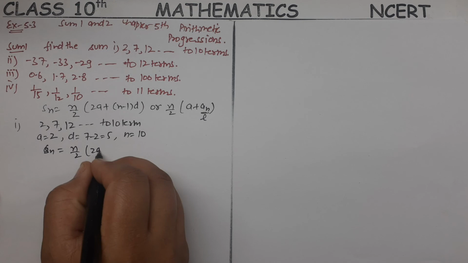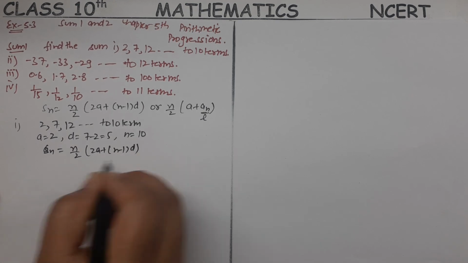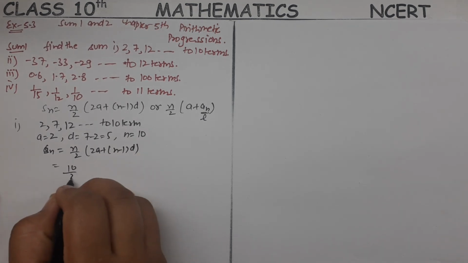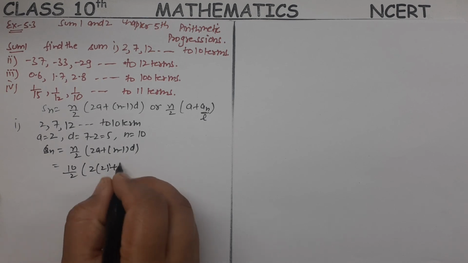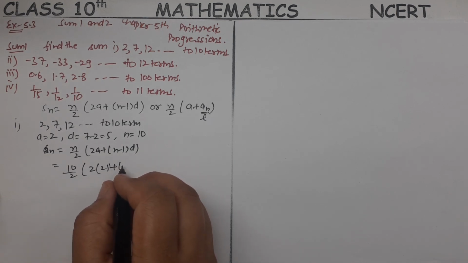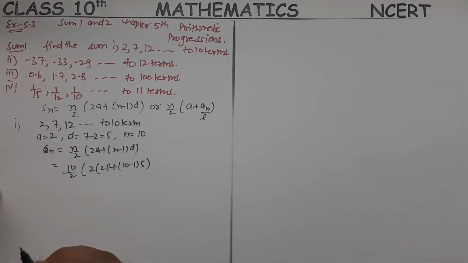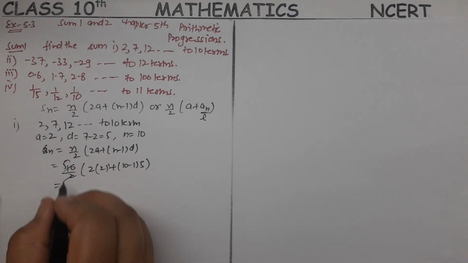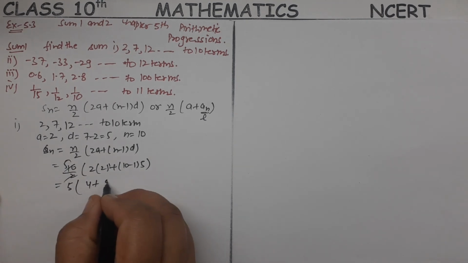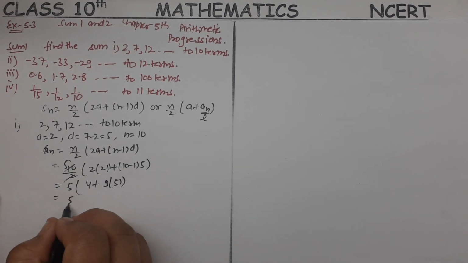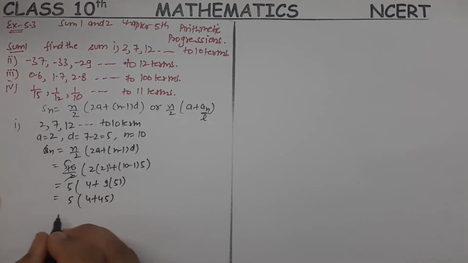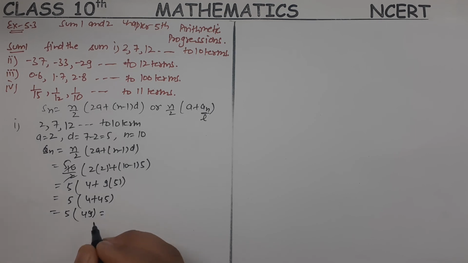Write the formula. Here n is 10, so 10 by 2 into 2a plus (n minus 1)d, where d is 5. 2 2s are 4, 9 into 5, 4 plus 45. We have 5 into 49 and the answer is 245.